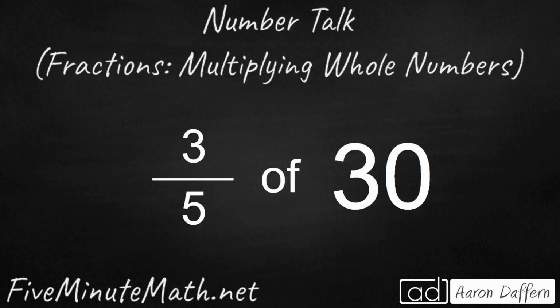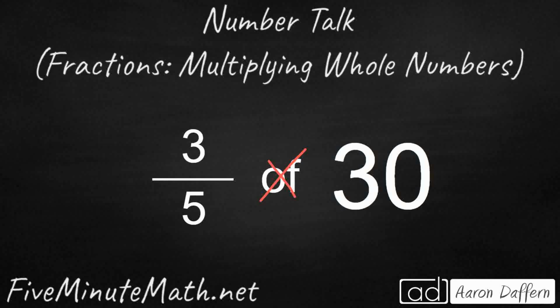Today, for our number talk, we are looking at multiplying the fraction 3/5 and the whole number 30. Now, multiplication is kind of given to us because we see that word "of," and "of" is typically what we use when we want to signify we're multiplying two things, usually a fraction and a whole number. So, how do we multiply 3/5 and 30?